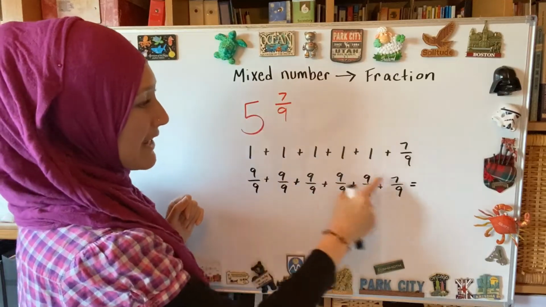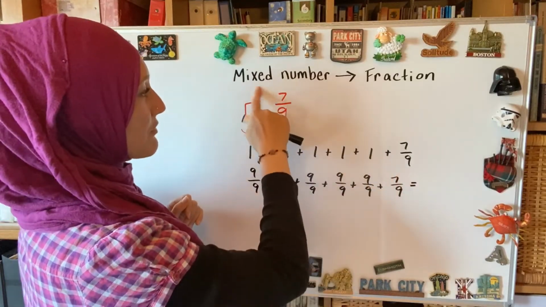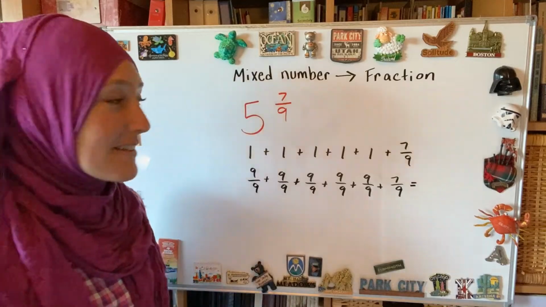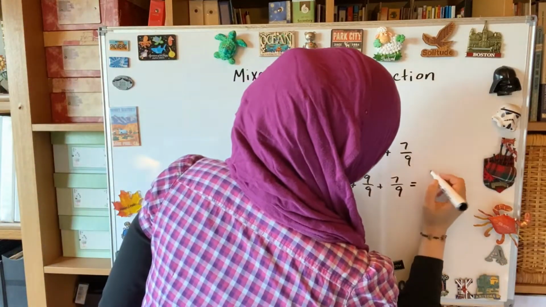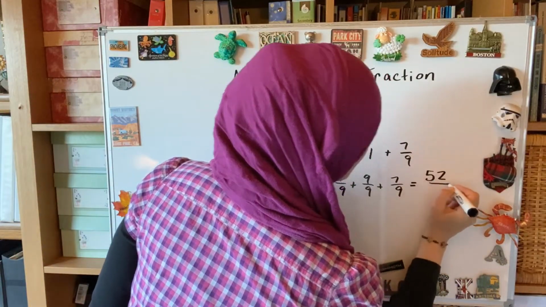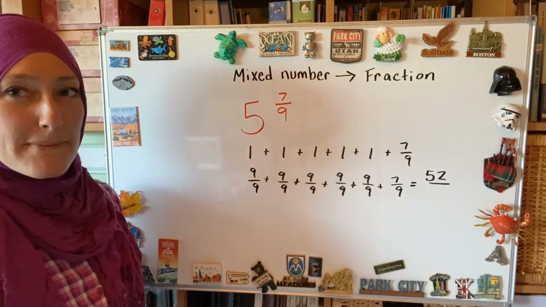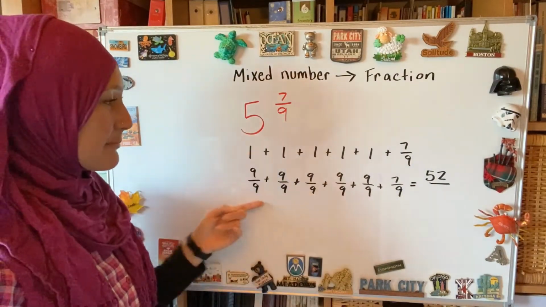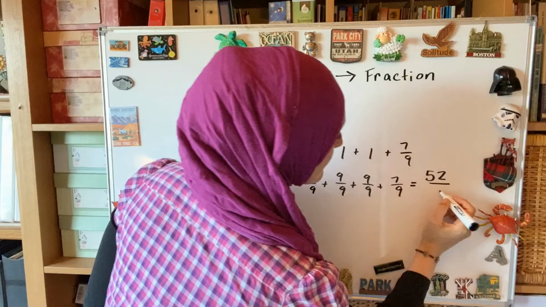And what am I going to add? I'm going to add this last 7. So 45 plus 7 is 52. Then my denominator is my 9, so 52/9.